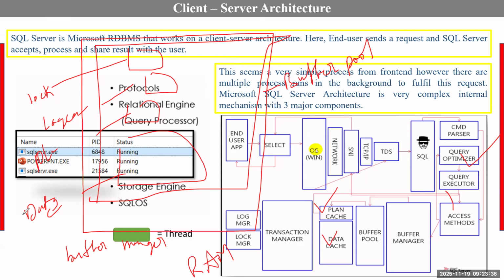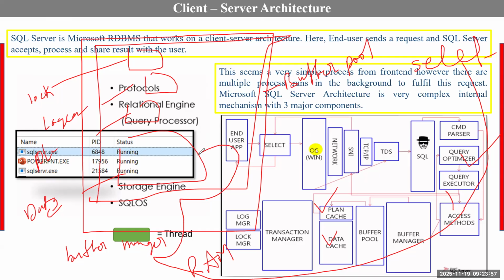Now, in the buffer manager, there are buffer pools. In the buffer pool, there are plan cache, data cache, and log caches. For example, if you are reading the data, first it will go to the access method. The access method sends a request to the buffer manager, the buffer manager sends a request to the buffer pool, and the buffer pool sends a request to the data cache.